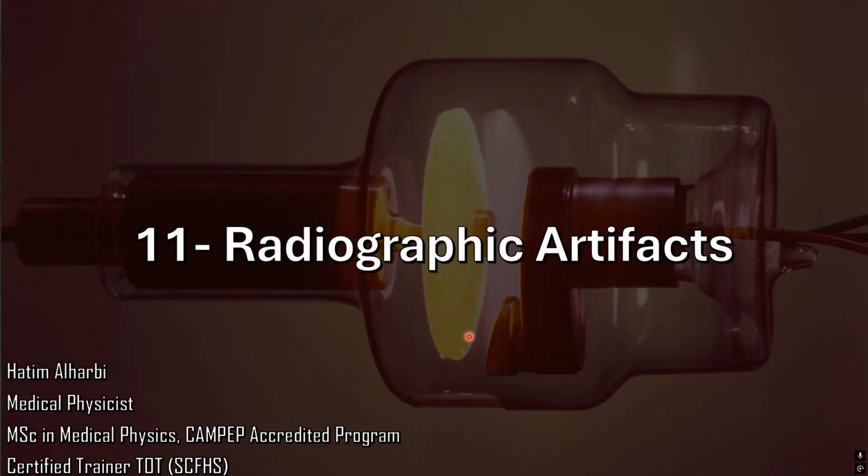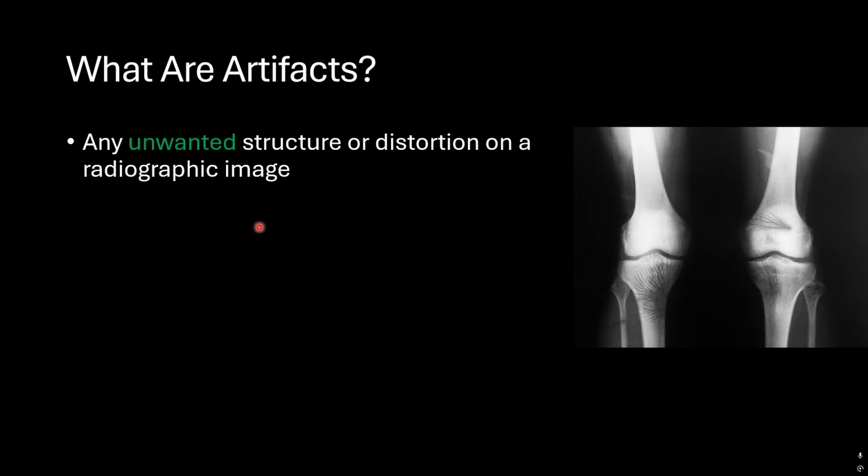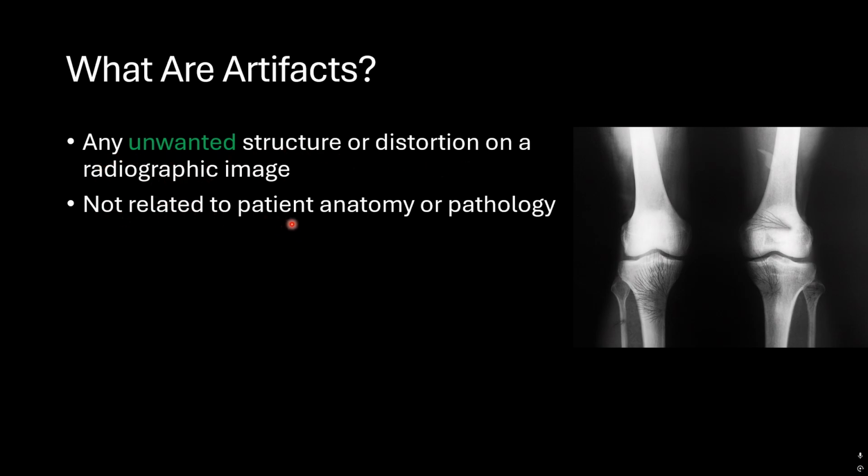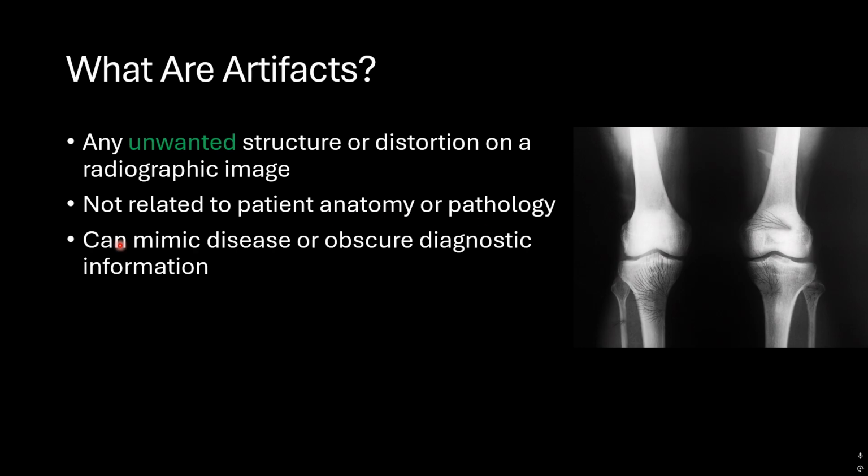Hello everyone, in this video we'll discuss a very important topic which will be about radiographic artifacts. So what are artifacts? They are any unwanted structure or distortion on a radiographic image. They are not related to patient anatomy or pathology, and they can mimic disease or obscure diagnostic information.